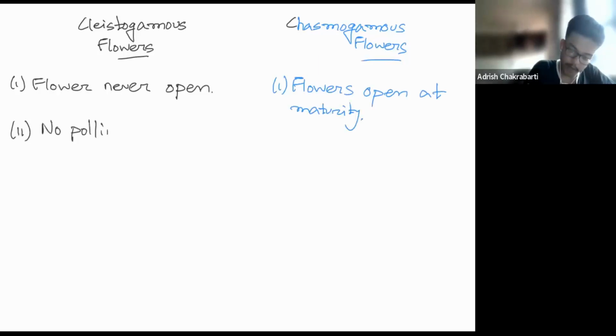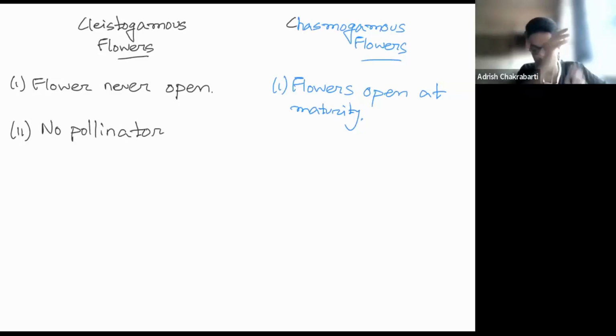The next point is no pollinator is required. So what is a pollinator? They are the agents of pollination, the particular agents which cause the pollination. In case of cleistogamous flowers, the flowers are not opening, so for the transfer of pollen you don't require any agent. Whatever is going to happen, it's going to happen inside the flower. So no pollinator is required.